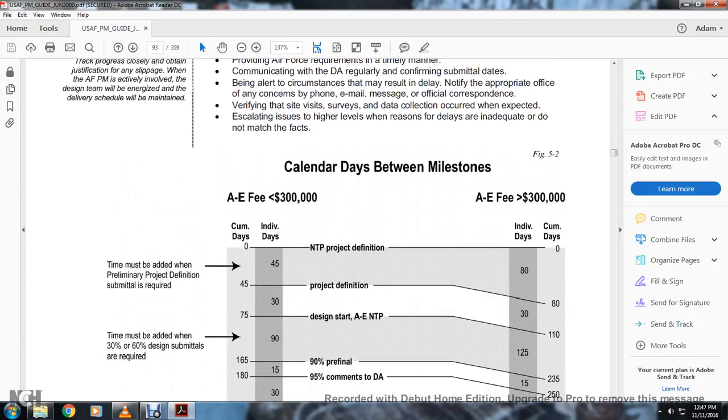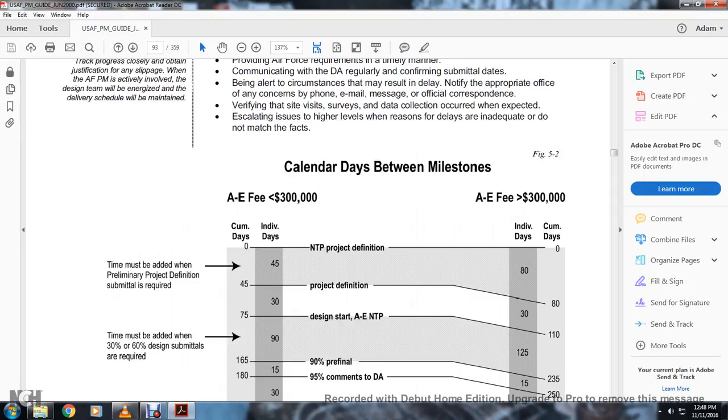Calendar days between milestones, for A&E greater than $300,000 and A&E less than $300,000. Time must be added if preliminary project definition is required. Notice to proceed, project definition: 0 days. In between, 40 to 80 days for project definition, whether greater than $300,000 or less than $300,000.